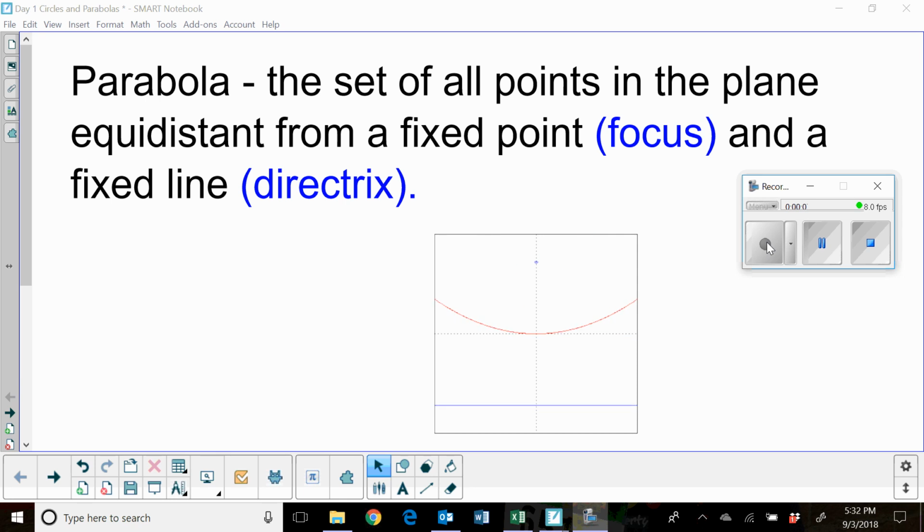Today we're going to talk about parabolas. Now, a parabola is the set of all points in a plane that are equidistant from a fixed point, called the focus, and a fixed line, which we call the directrix.